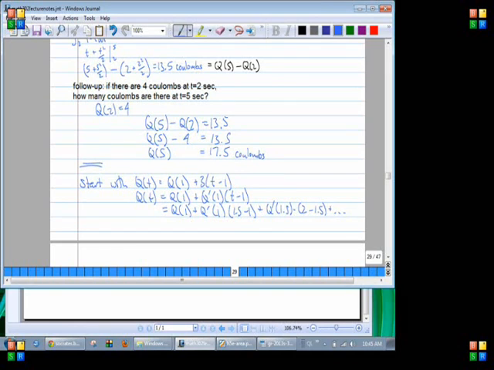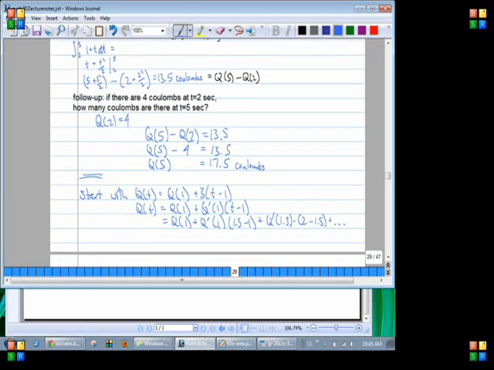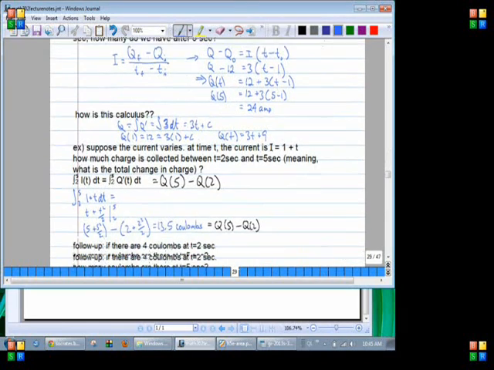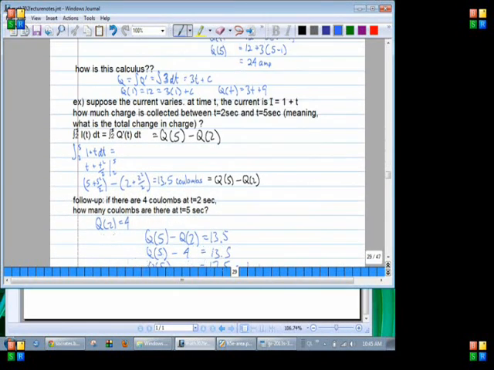For another approach on answering the previous question, could you just take the indefinite integral of that so that it would give you the original? Sorry, which one? Where the current is 3 or the current is 1 plus t? Yeah, 1 plus t. Okay. What if you just take the indefinite integral of that and evaluate it and just plug in the points? Because if you took the integral of that, you would get Q of t.